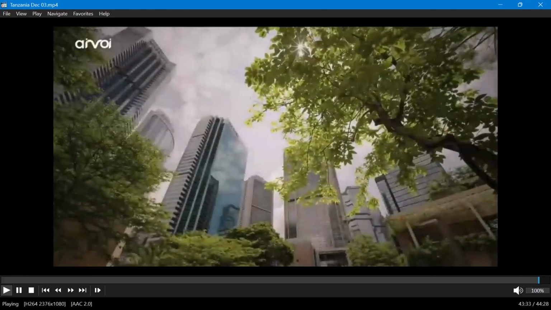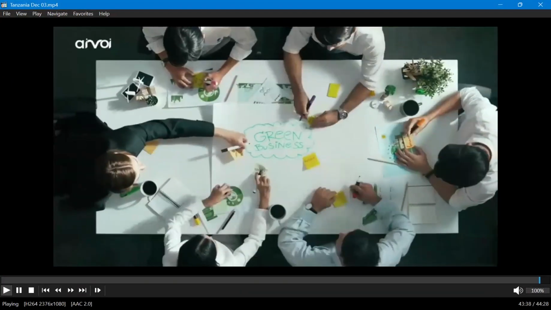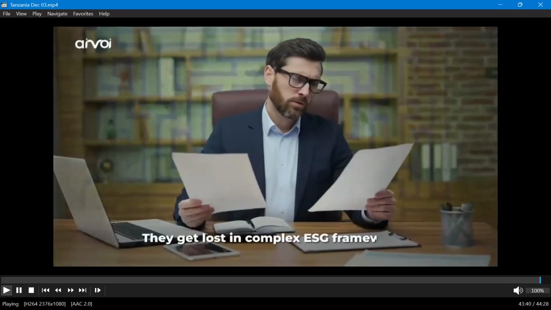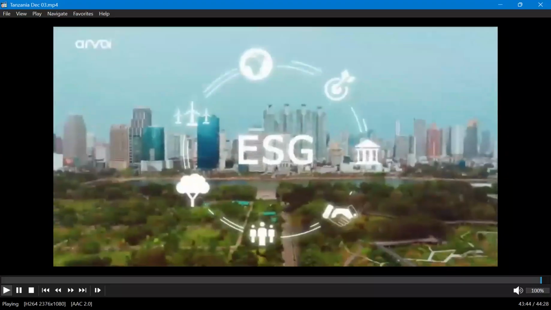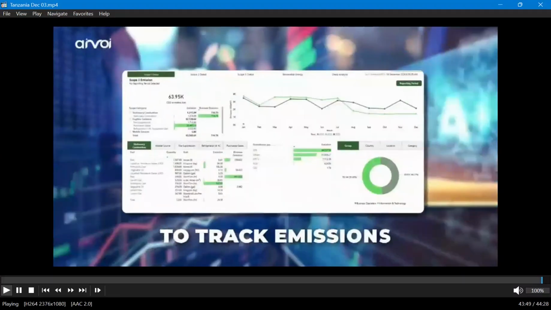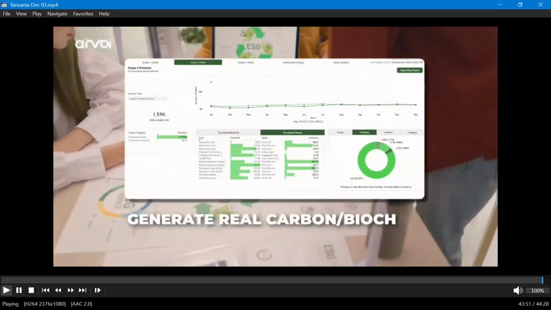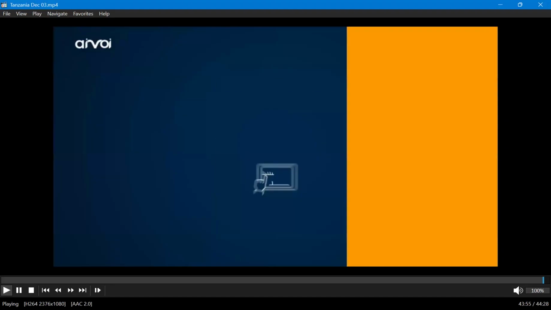Businesses want to go green, but most don't know where to start. And the ones who try? They get lost in complex ESG frameworks and greenwashing risks. At AIROI, we turn climate goals into measurable impact, using AI to track emissions, generate real carbon, biochar, and plastic credits, and support nature-based solutions.